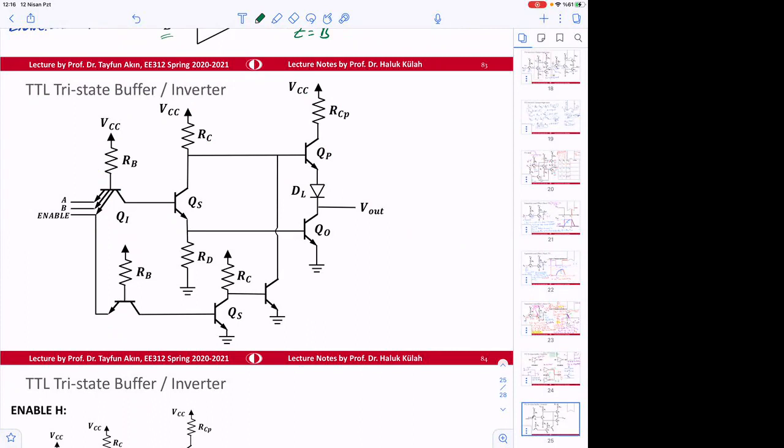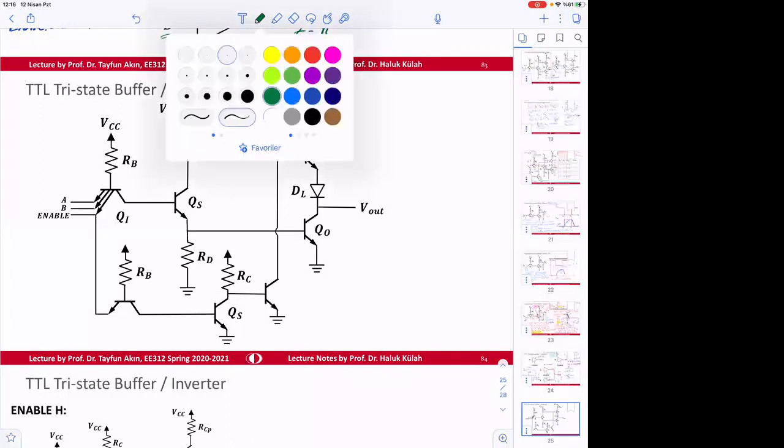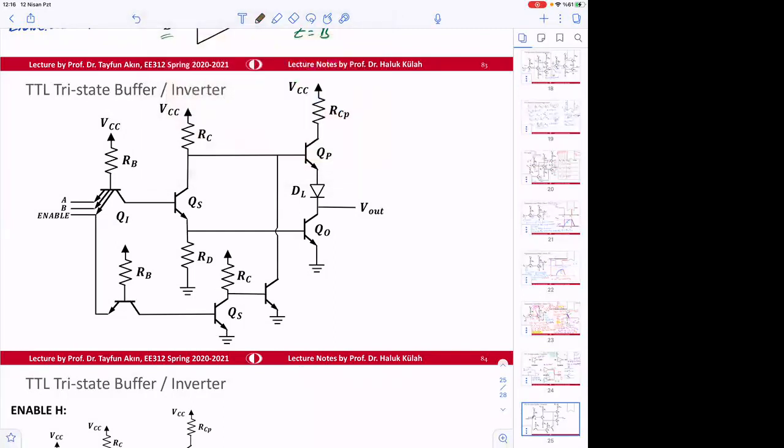So is the general idea clear? No answer, no answer. Hey, come on, is it clear? Yes, it's clear, hocam. Okay, good.